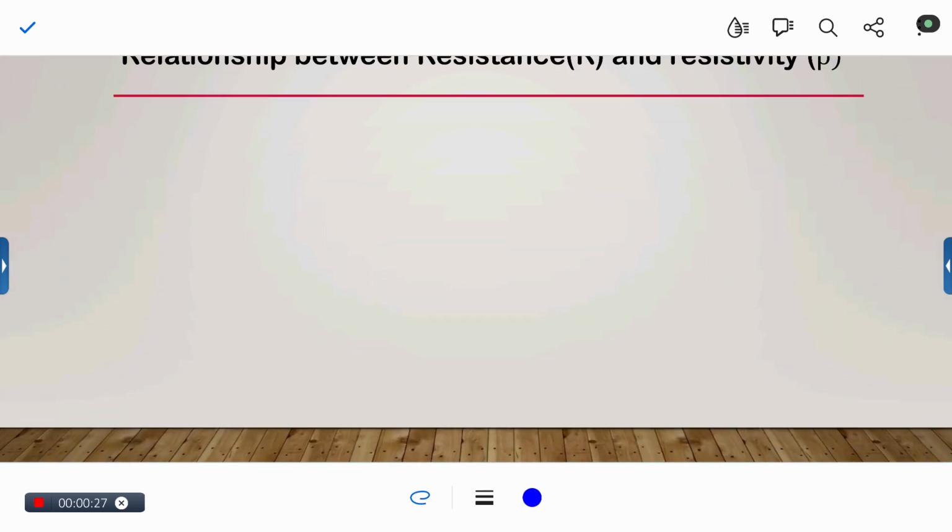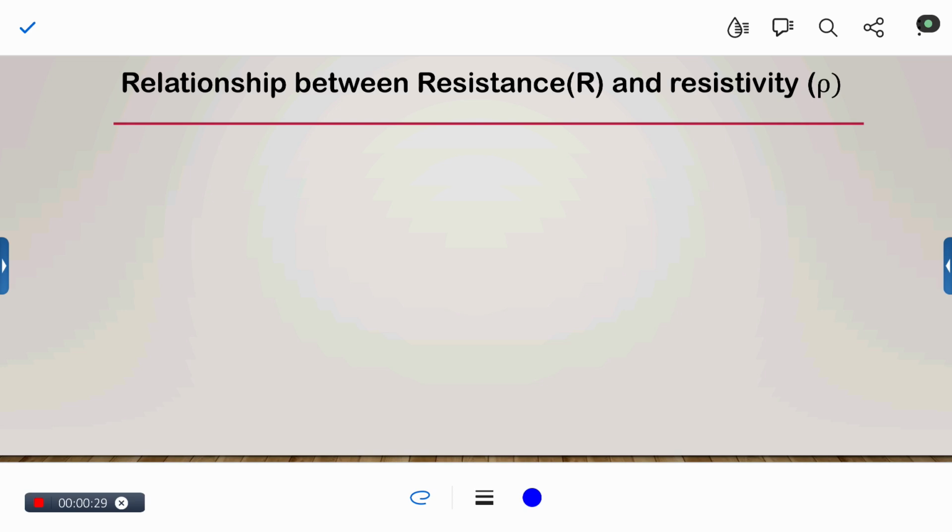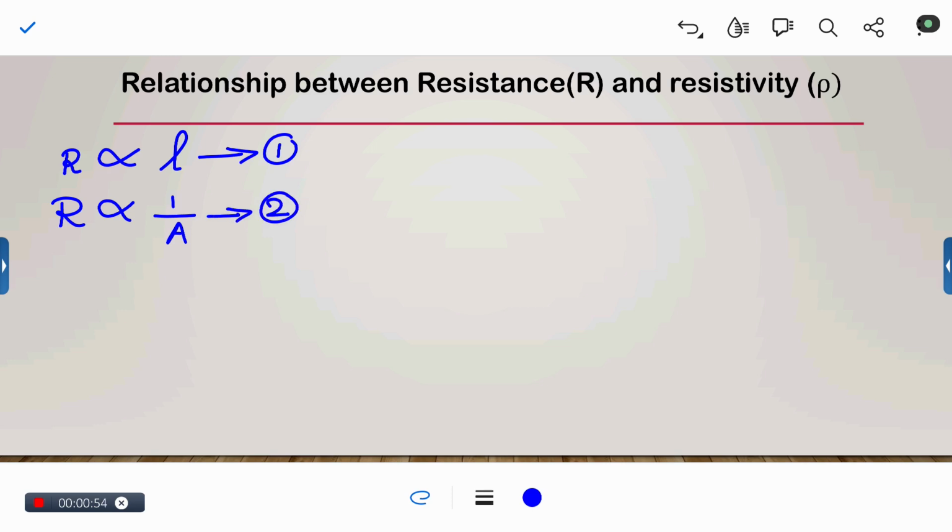So we all know resistance of the conducting material is directly proportional to the length. Resistance of the conducting material is inversely proportional to area of cross section. Let's take these as equation numbers. So now what we are going to do is compare equation number 1 and 2.